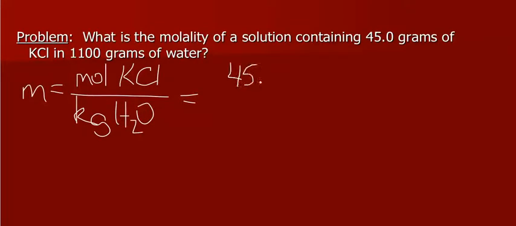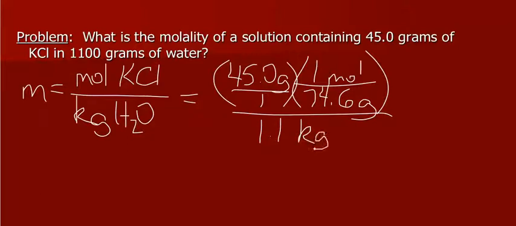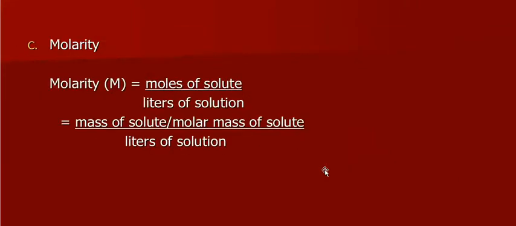So we have 45 grams of KCl. Convert that into moles, so the molar mass. Divide that by the kilograms of water, which would be 1.1 kilograms. So the concentration, 0.548 molal. Just use a small m for molality. We can also use molarity to determine concentration. Molarity is moles of solute over liters of solution.